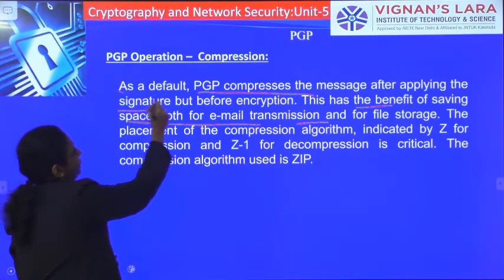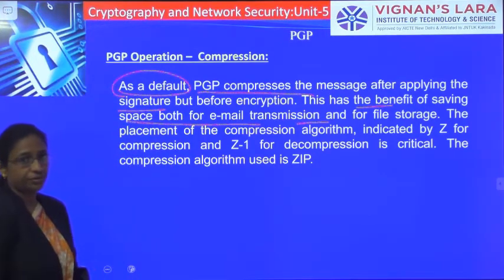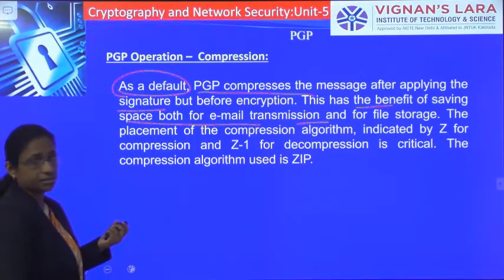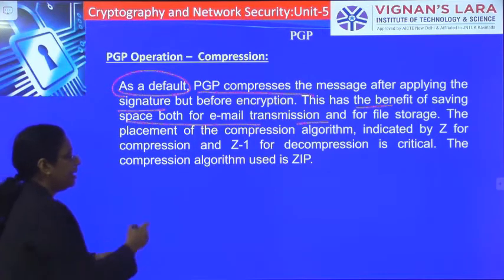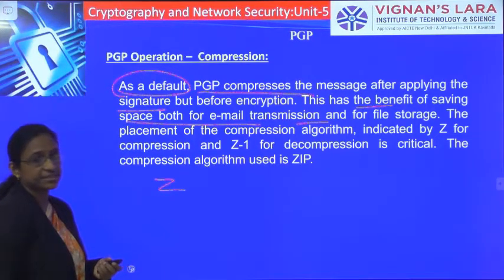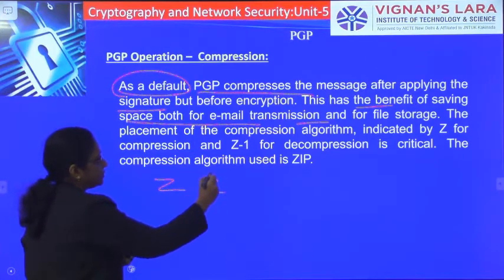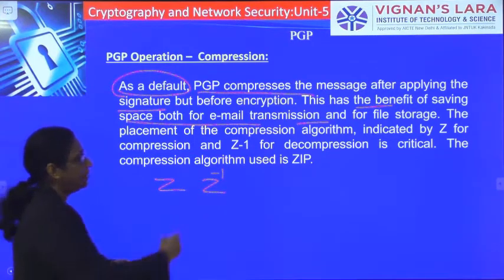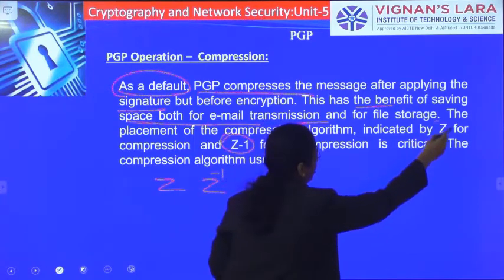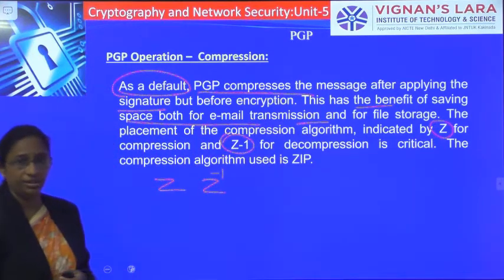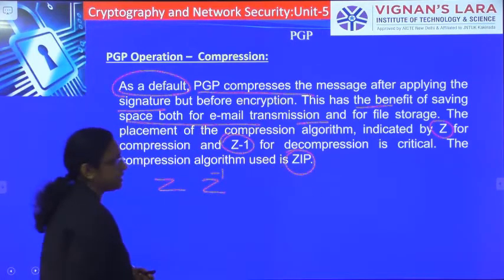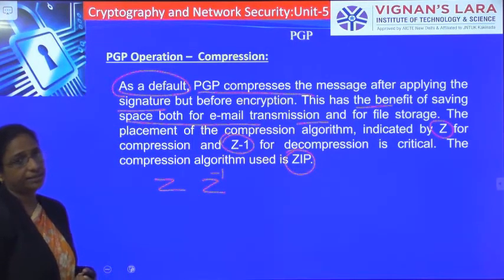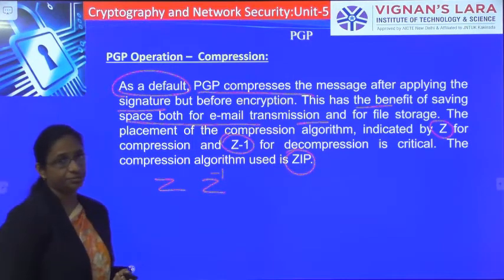PGP by default does this compression so as to save space. The notation used for compression is Z, and for decompression it is Z inverse. The compression algorithm used is the zip algorithm. By using the zip algorithm, PGP provides the compression.